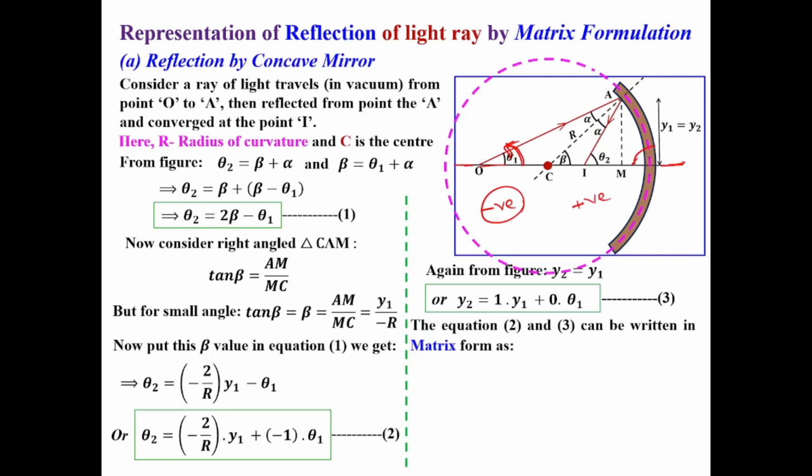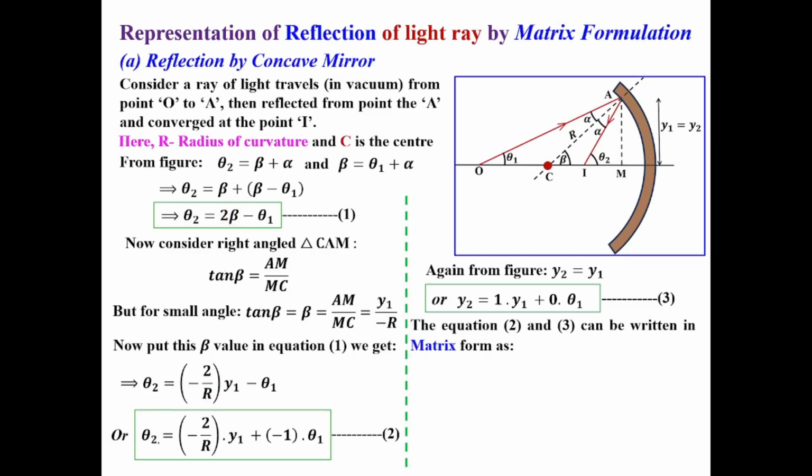Okay, that we are going to discuss in our next slide or next topic, whenever we discuss the convex mirror. So the beta value we found is y1 by minus R. Now we have to put this beta value in equation number 1. You just put this value y1 by minus R instead of beta. So what can we get? Theta 2 is equal to 2 into y1 by minus R, minus what I wrote over here, minus theta 1.